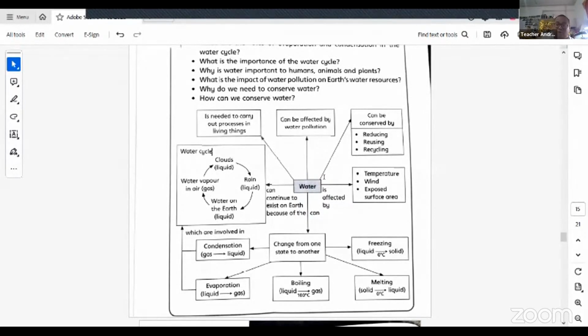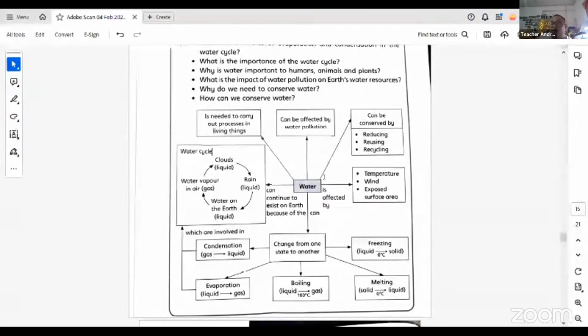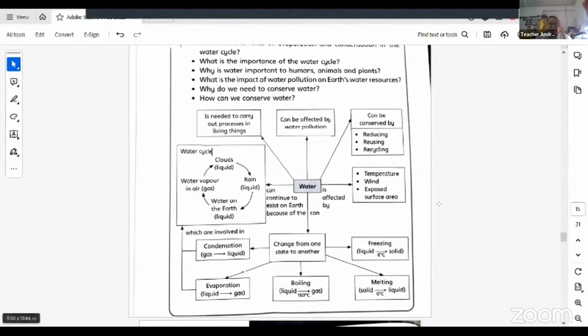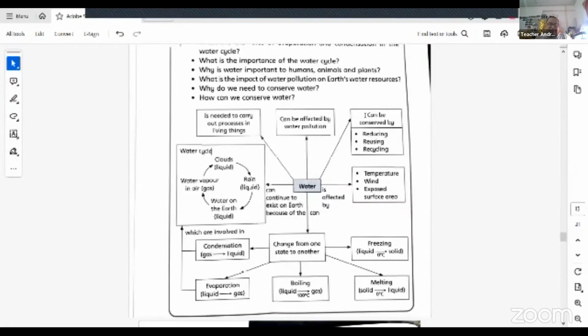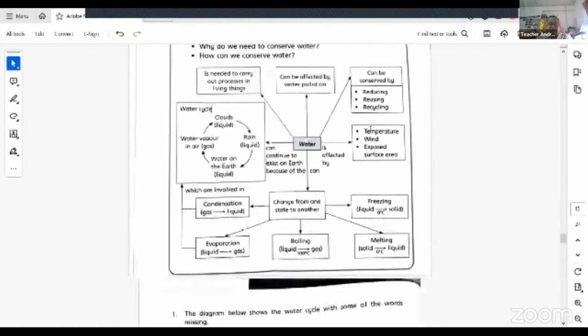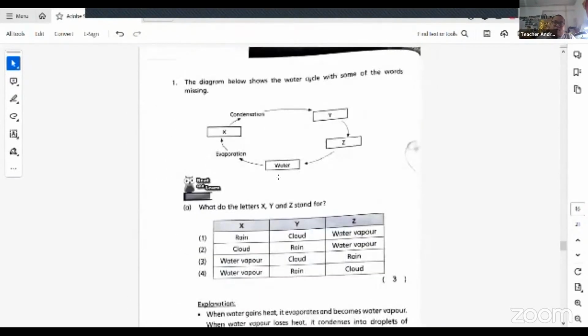Reducing means reducing the water usage. Instead of washing the plates under running water, we can wash the plates in a basin of water. We can reuse the water that we used to wash the vegetables to water the plants. We can recycle water through technology like New Water in Singapore. All these things are very important. You must remember this little mind map. This mind map basically explains the entire chapter. All right, let's carry on. Let us look at some of the questions that examiners like to ask for this chapter on the water cycle.